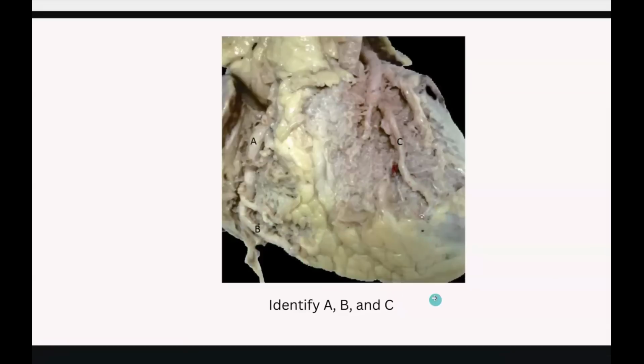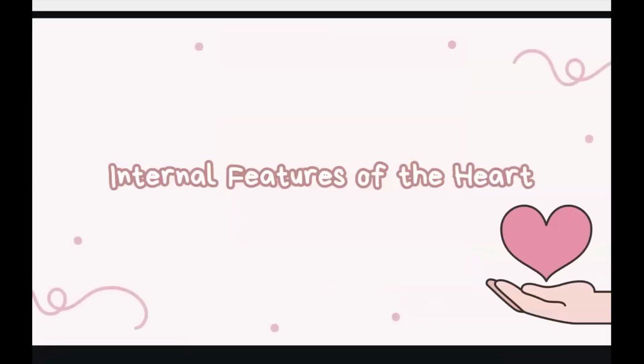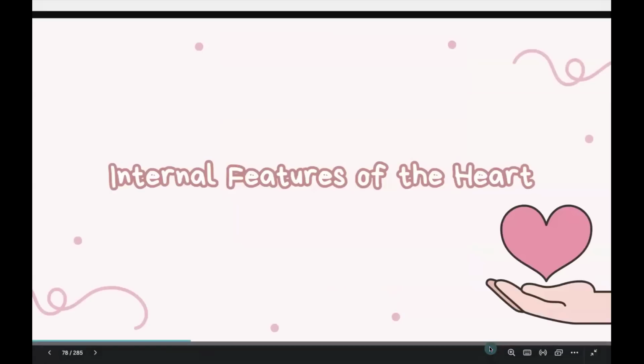So it's LAD. Okay, now moving on to the internal features of the heart. If anyone has any questions about the previous slide, please let me know or unmute yourself and ask. Okay, so the internal features of the heart.